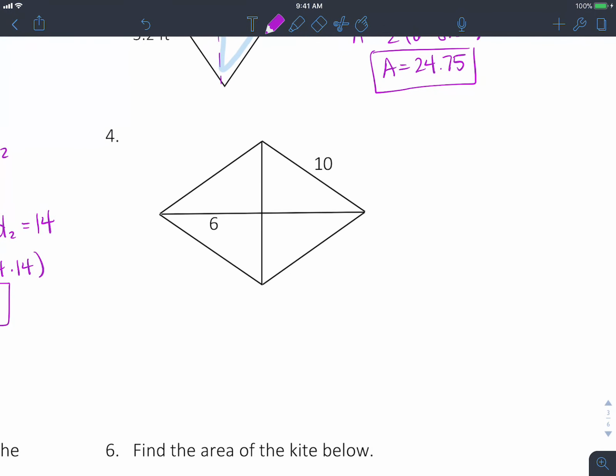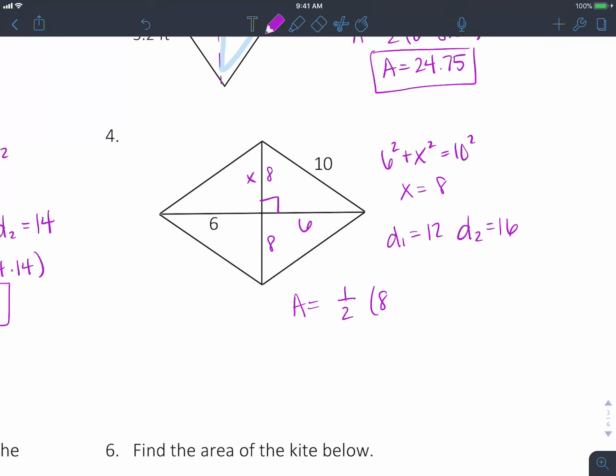All right, moving on to number 4. Again, we have perpendicular diagonals. This part is equal. Here's our x. We'll do our Pythagorean theorem again. So 6 squared plus x squared equals 10 squared. Calculate that, x equals 8. So we have 8 and 8. Diagonal 1 is 6 plus 6, which is 12. Diagonal 2 is 8 plus 8, which is 16. So our area is 1/2 of 12 times 16, which comes out to 96.